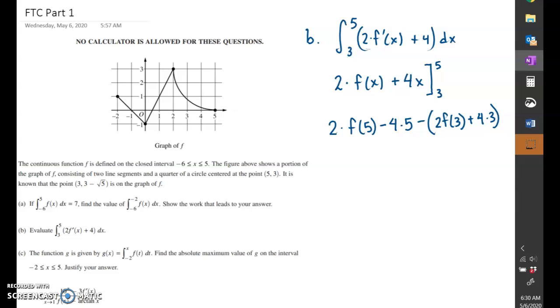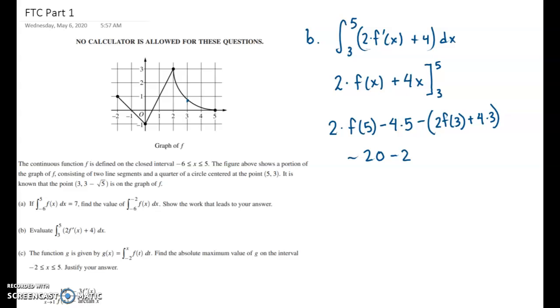And f of 5 is 0, so we have negative 20 minus 2 times f of 3. f of 3 is going to be, oh, they gave it to me. So that's good news. 3 minus root 5. And then minus 12.